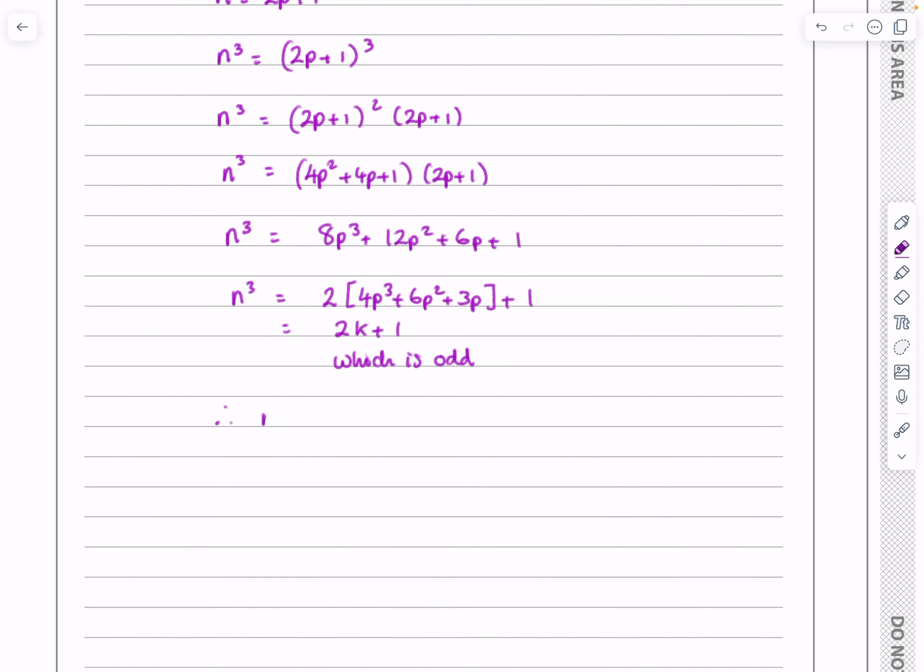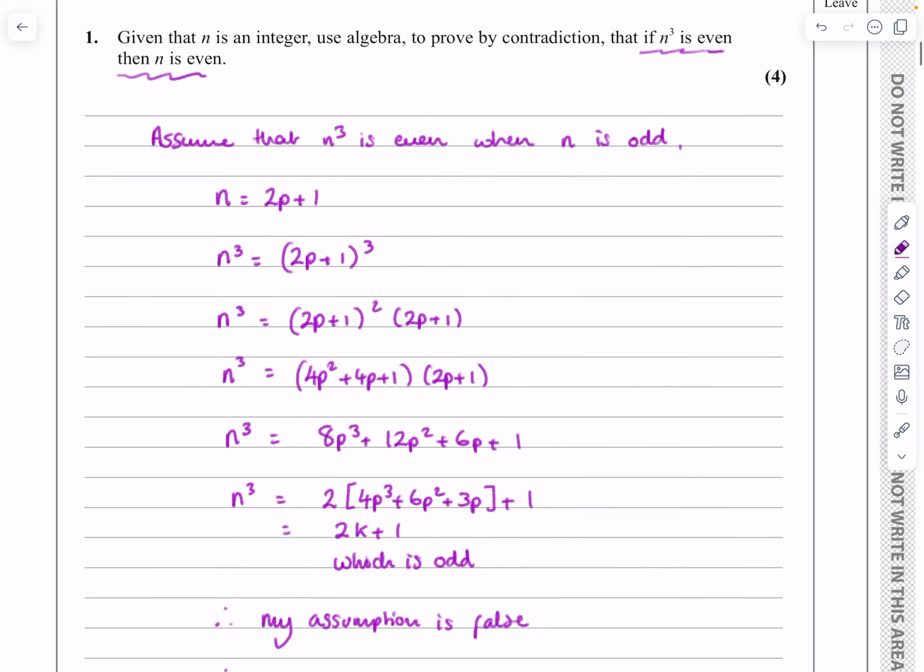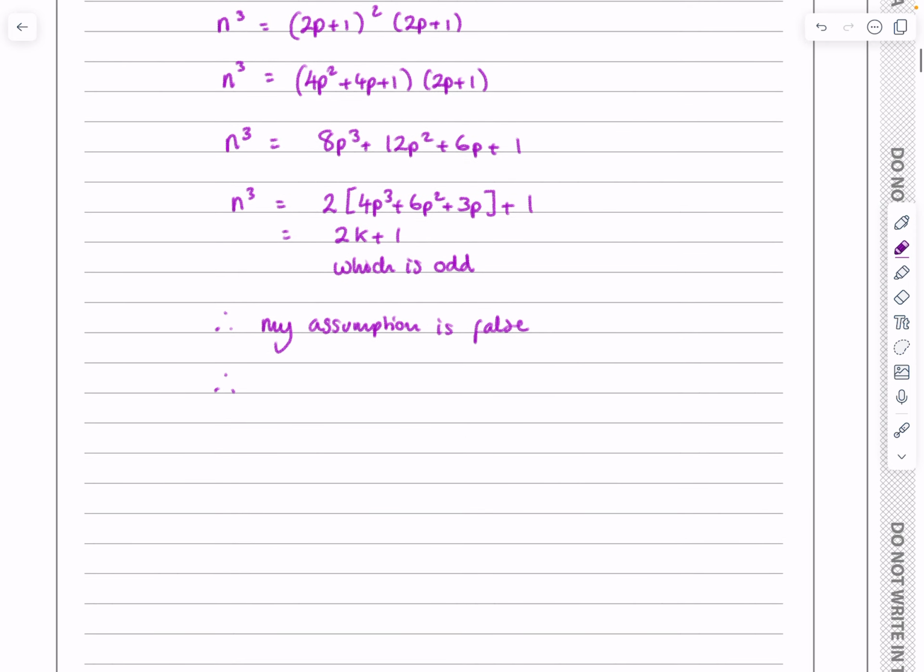Therefore, my assumption, I always finish off with the same 2 sentences, really. Therefore, my assumption is false. My assumption did not work, but I use that language. My assumption is false. Therefore, whatever we were trying to prove in the first instance, in this case, the bit that's underlined there, therefore, if n cubed is even, then n is even.